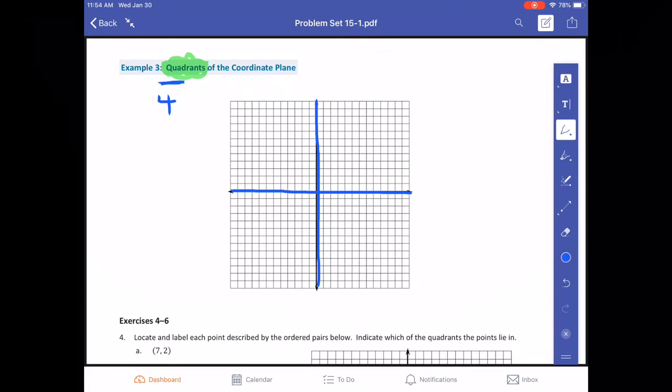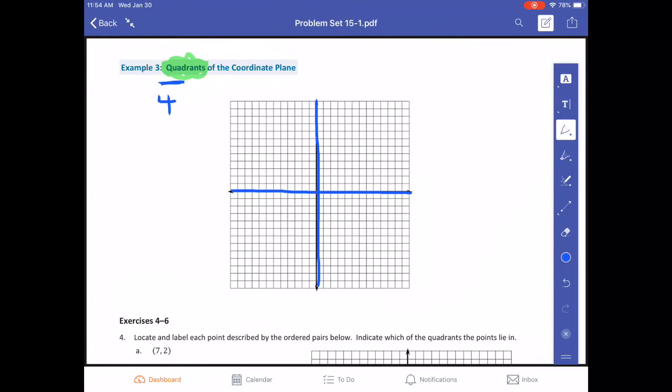And what we have to do is know how we're going to label them, and where a point lies in relationship to a quadrant. So for example, if I gave you a point, you should be able to tell me which quadrant it lies in. So the first thing we are going to do is talk about numbering these, okay?